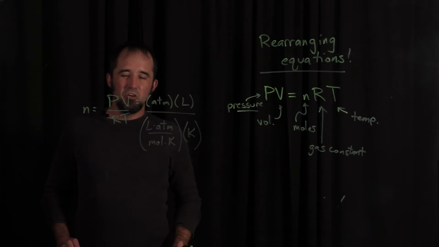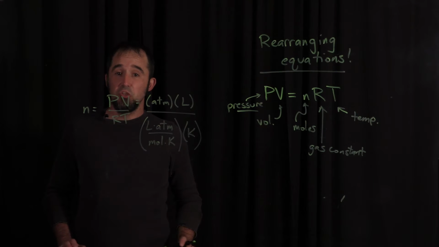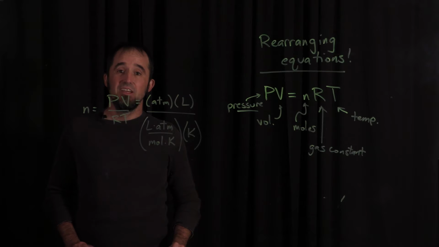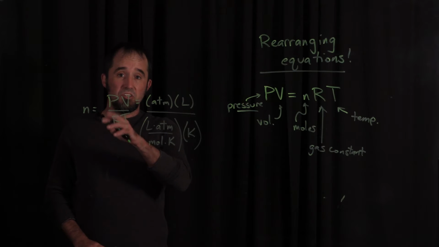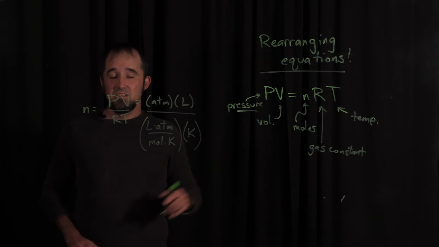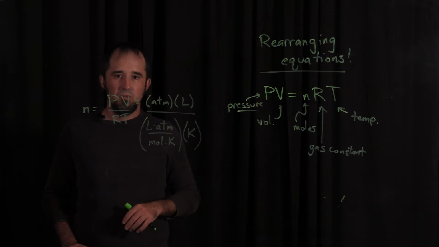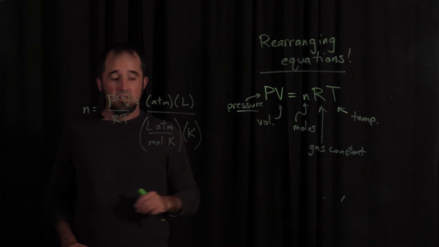If I'm unsure if I did it right, one way to check my work is to check the units, right? So if my units work out the way they should, then that's a good sign that I'm on the right track. So PV over RT. The units for pressure are atmospheres. Sometimes they're kilopascals or whatever, but I like to use atmospheres most of the time. My units for volume is going to be liters. My units for temperature is K, Kelvin.